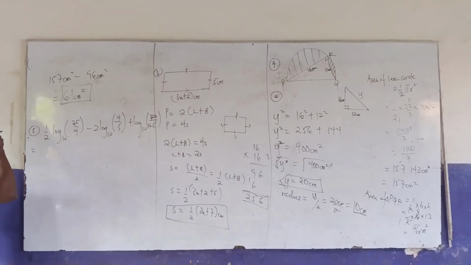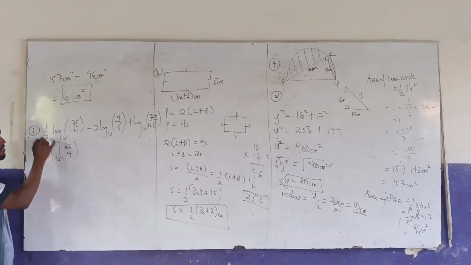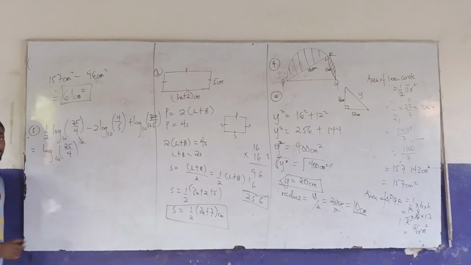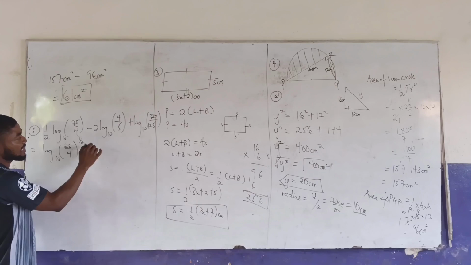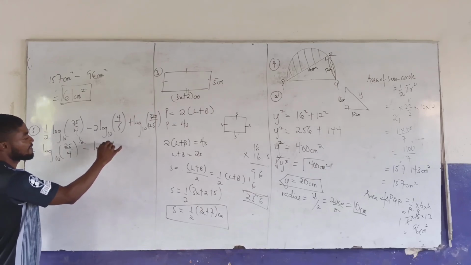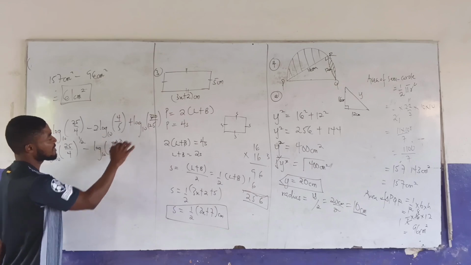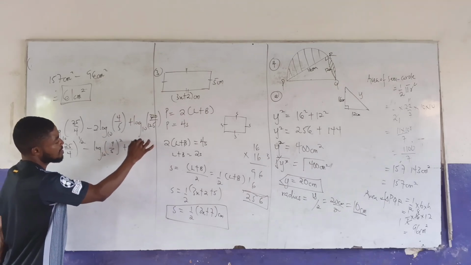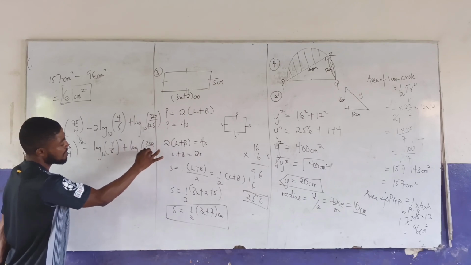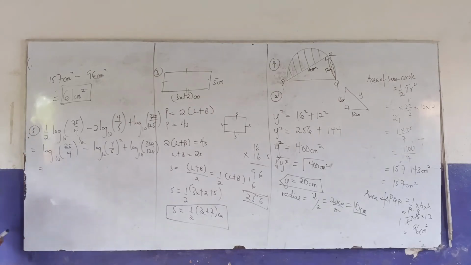Now, from the laws of logarithm, we can write this as log of 25 on 4 base 10 raised to the power 1 over 2. And then this also can be written as log base 10 of 4 on 5 also to the power 2. And then this can also be written as log, let's maintain the 320 base 10 like this. Okay, now this is a perfect square, this is also a perfect square.